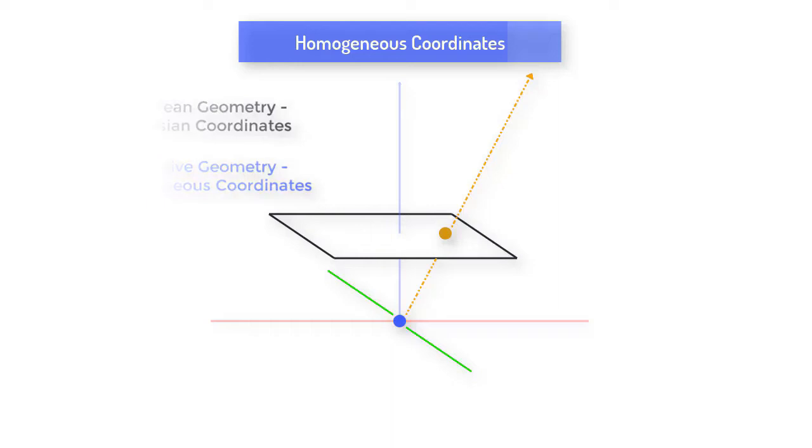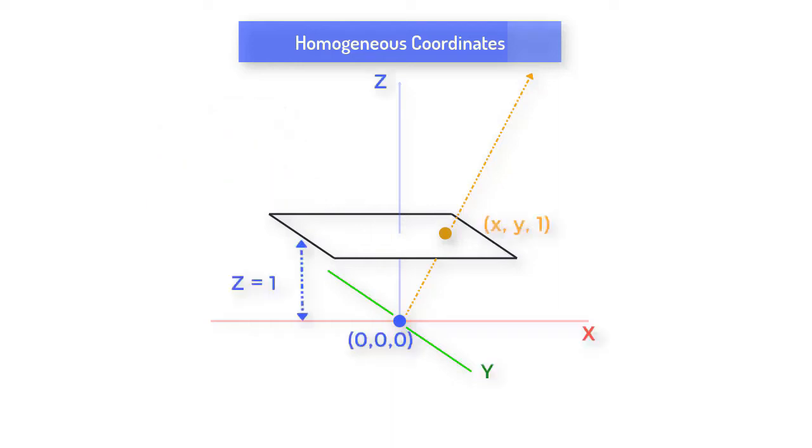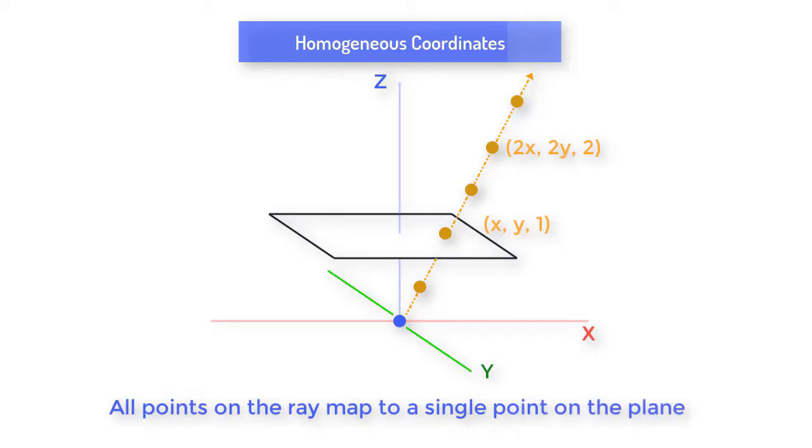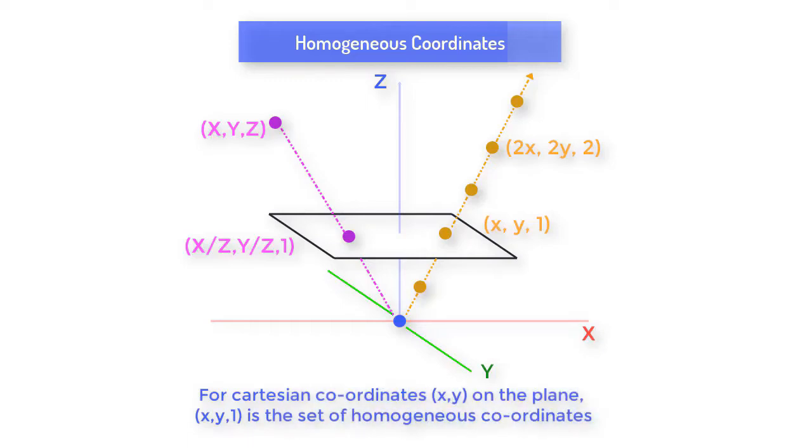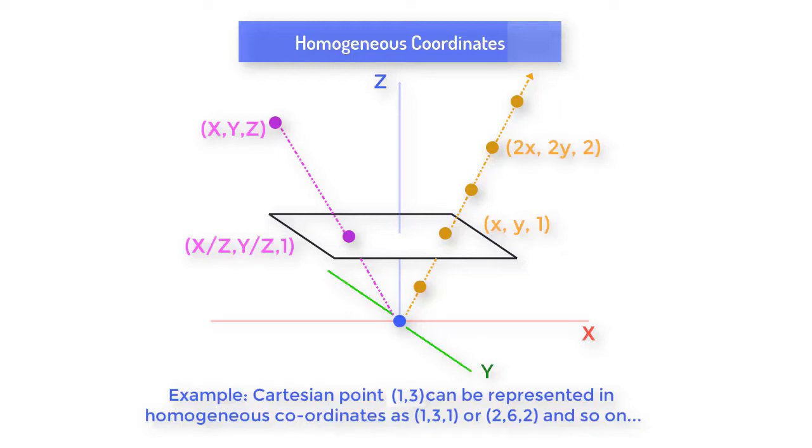Let us consider this simple camera setup where we have the image plane at z equals 1, and we have a ray that is intersecting the plane at x, y. Now, any point on this ray will be mapped onto that particular point on the image plane. So all the points on the ray map to a single point on the plane, which means an arbitrary 3D point x, y, z is going to be mapped to a location x by z, y by z, 1.